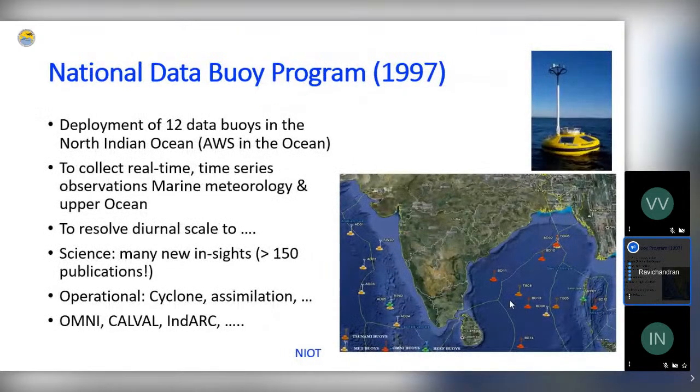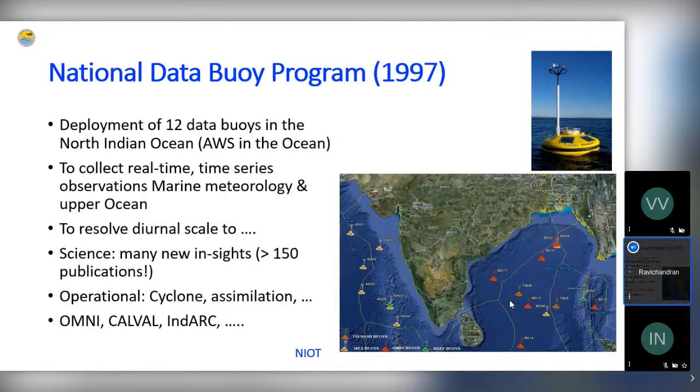Then in 1997, DOD started this program in NIOT, basically under the NORAD collaboration, NORAD aid. They deployed for the first time 12 data buoys in the North Indian Ocean. And it is basically an AWS in the ocean.